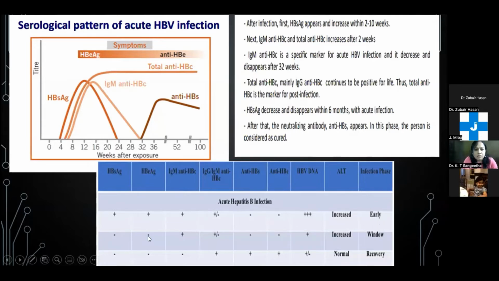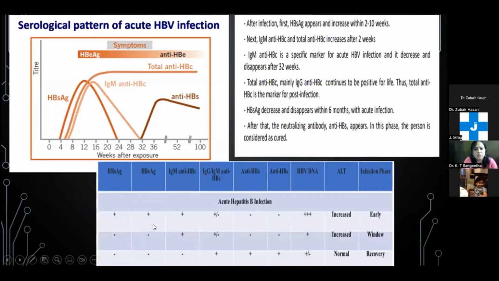Next, I discussed the window period. The window period is a time when we have the disappearance of the HBsAg. So here the HBsAg is not there, the HBeAg is not there. You have the IgM anti-HBc, which can be detected during the window period. The total can be plus or minus, and you have the DNA levels and also increased liver enzymes. So this is what we call the window period.